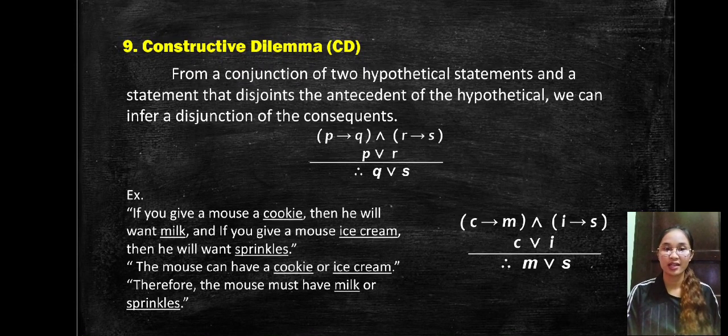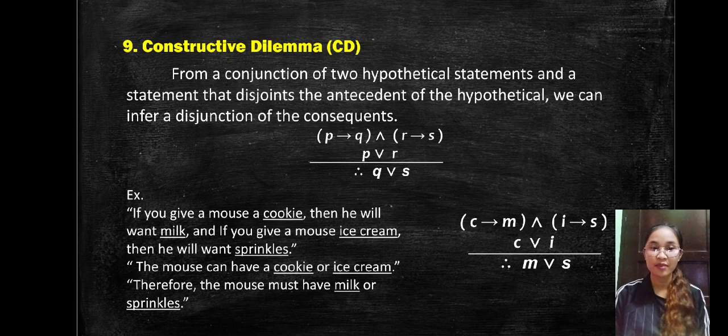Next is constructive dilemma. It is normally shortened as CD. From a conjunction of two hypothetical statements and a statement that disjoins the antecedents of the hypotheticals, we can infer a disjunction of the consequents. So if I have the quantity P then Q, and the quantity R then S, and if I have P or R, therefore I have Q or S.